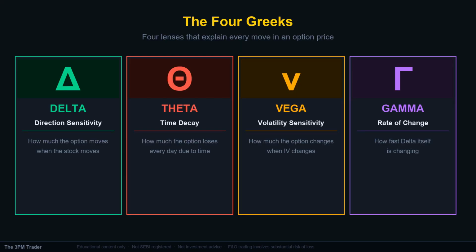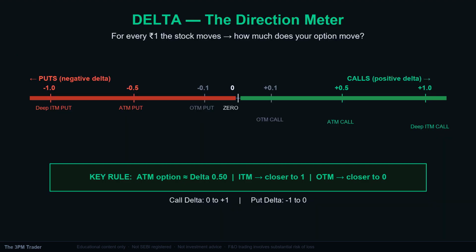Before we dive in, what are Greeks? Think of them as 4 lenses that explain every move in an option price. Delta tells you how sensitive your option is to the stock price movement. Theta tells you how much time is costing you every single day. Vega tells you how much implied volatility affects your option. And Gamma tells you how fast delta itself is changing. You do not need to memorize formulas. You need to understand what each one is doing to your position, and I will show you that with real numbers. Let us start with delta, the most important Greek.